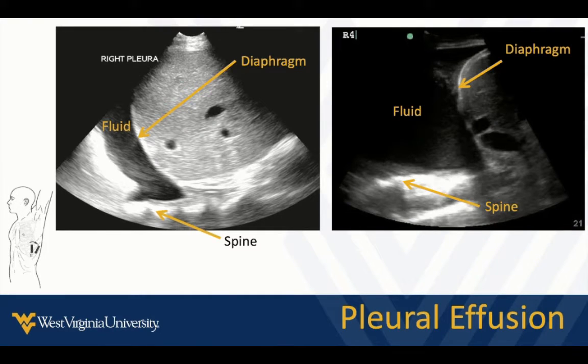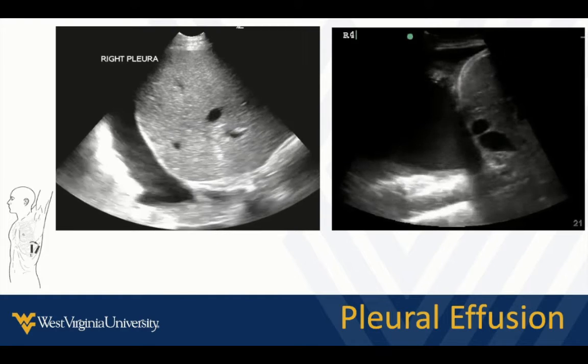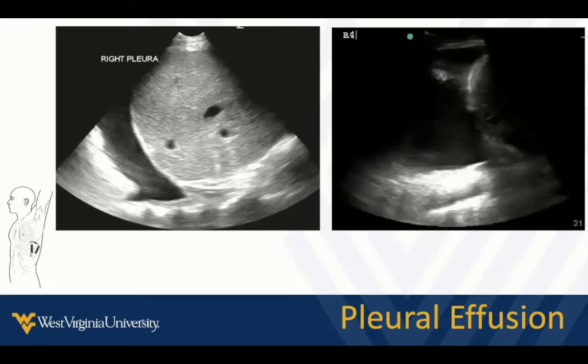And just to point out the findings a little bit more, you can see the diaphragm, the fluid, and then the spine sign in the chest. So if we see the spine in the chest above the diaphragm, there's definitely something wrong in that lung, either fluid or huge consolidation or empyema or something. Just one more time, take a look, see what those findings look like.